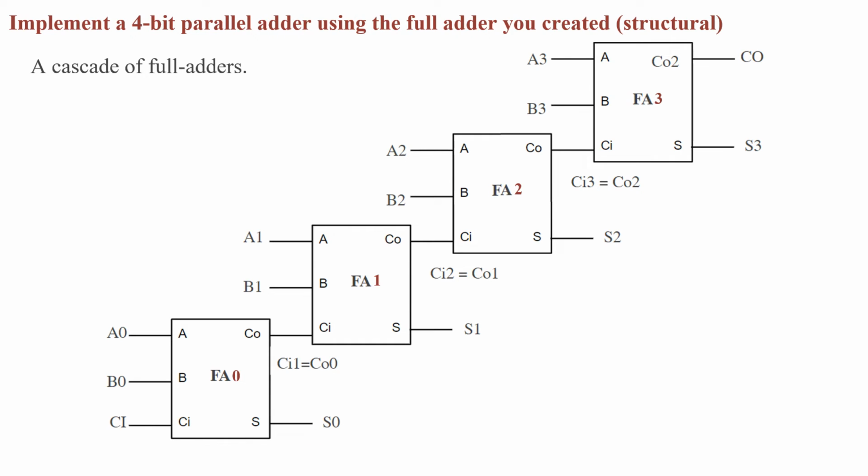Before we move on, let's emphasize that this parallel adder is capable of adding 2 4-bit numbers, and we can name these numbers A and B. A consists of 4 bits, and we can write these 4 bits according to their significance as A3. So A3 is the highest significant bit, and then we have A2, A1, and finally A0. And we can write the bits for B similarly as B3, B2, B1, and finally B0.